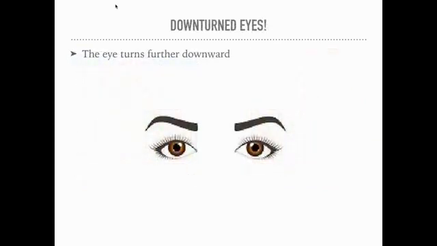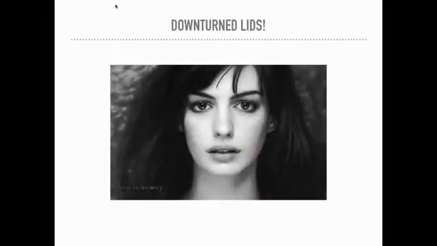Next is downturned eyes. This is when the eye turns further downward. As you can tell on this example, the eye is literally just kind of turned down. This is another really common eye shape. I do celebrity examples because we all know celebrities and we can see if our eyes look similar. Anne Hathaway actually has downturned lids. As you can see, the outer portion of her eye turns further downward. It makes kind of an upside down V for the eyes. Those outer corners turn further down. So those are downturned lids.